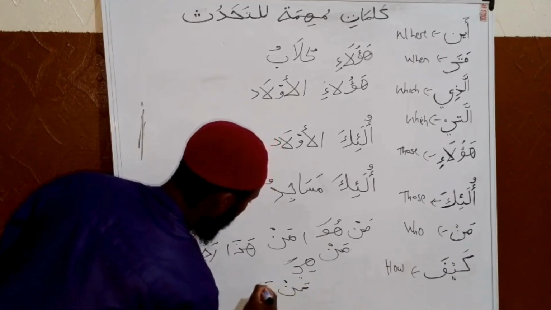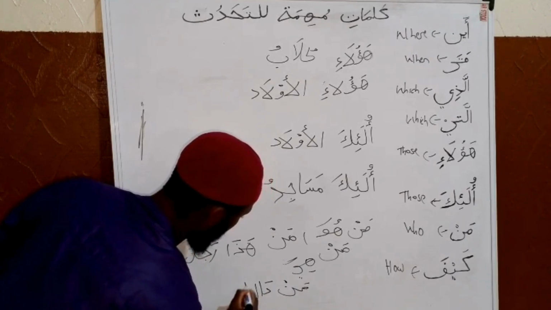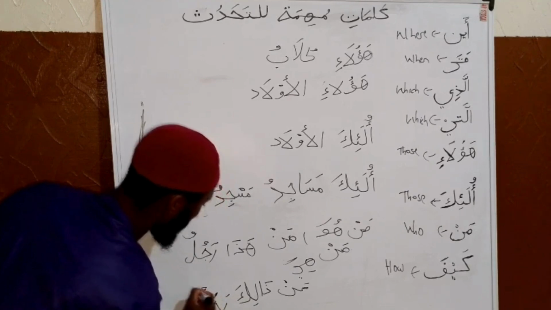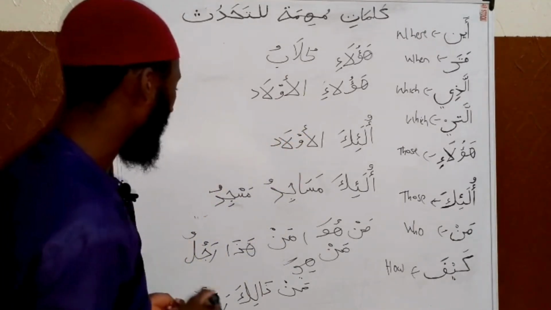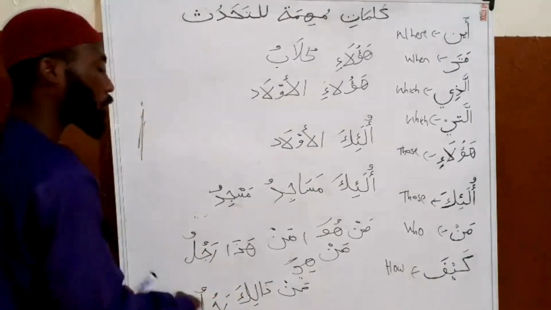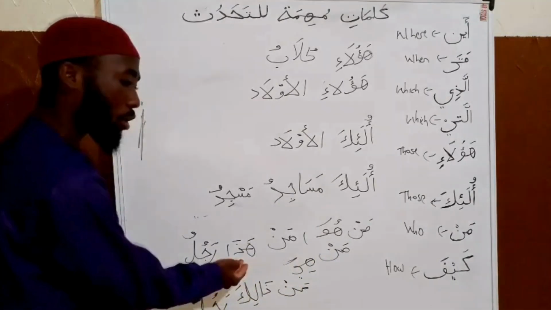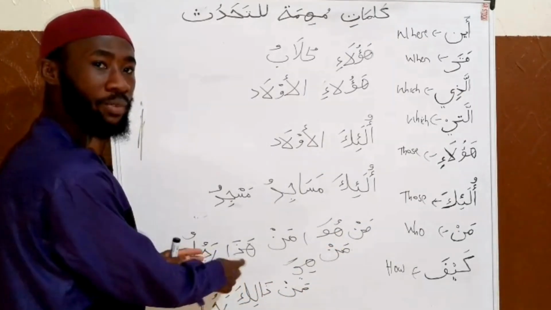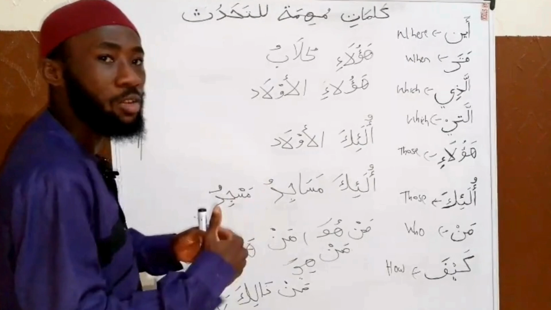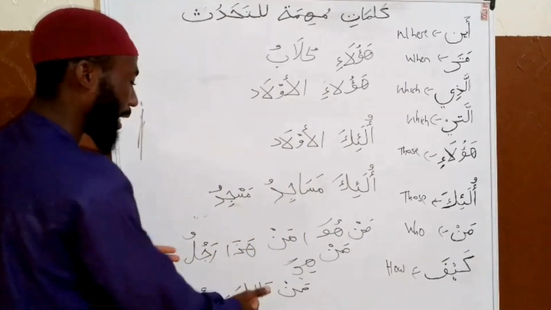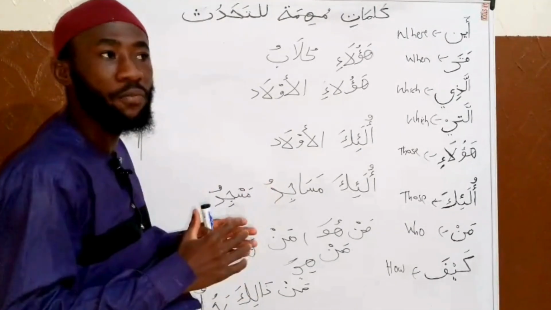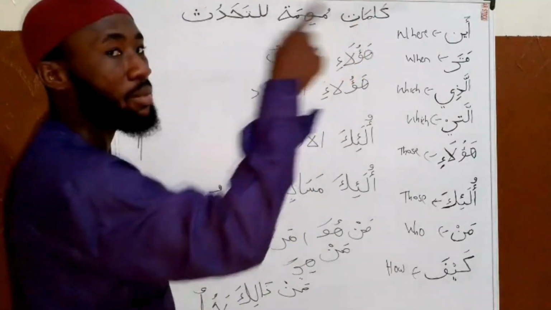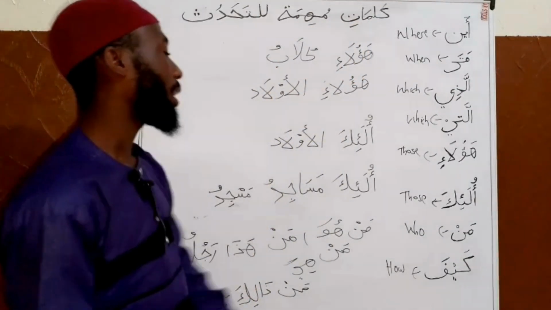Man dhalika rajulun. Who is that man? Man hadha rajul. Who is this man? Hadha is a demonstrative, for someone near. Then dhalika is also a demonstrative, but for someone far away from you. Man dhalika rajulun, who is that man? Man hadha rajul, who is this man? Now the last one we have is kaifa.